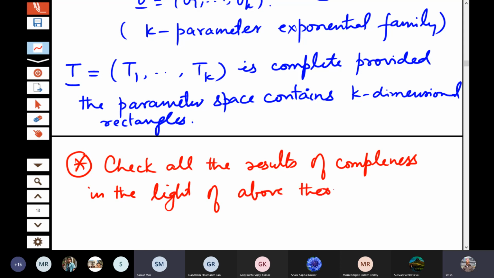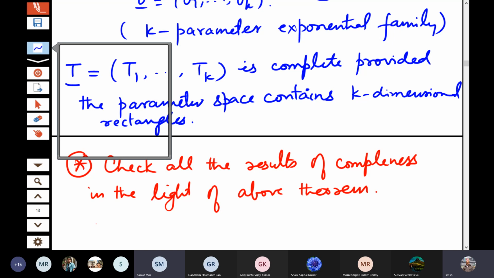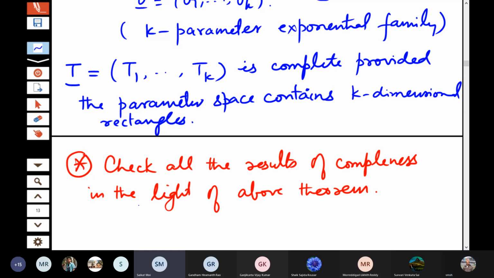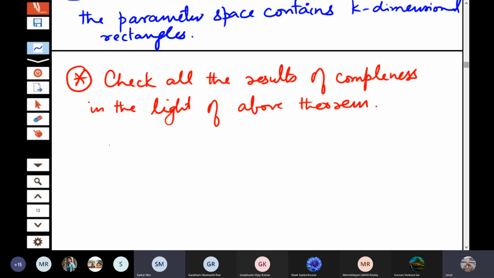So whatever results we have done, please check all of them. That I am leaving as an exercise for you. Our next result is actually an application of this concept of sufficiency and completeness.